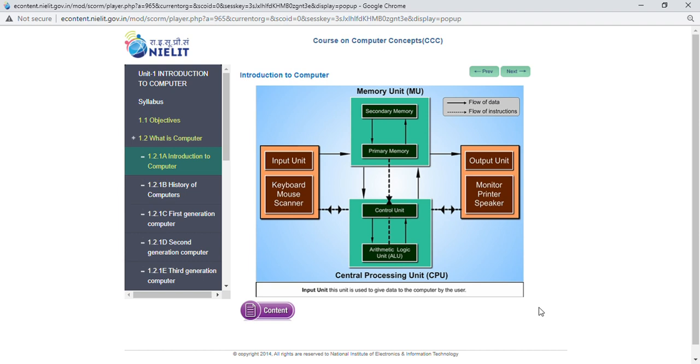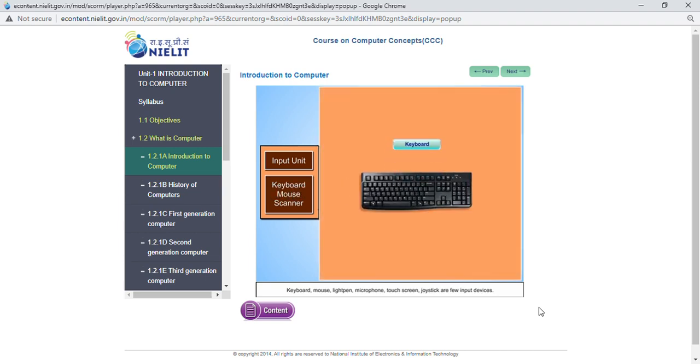Input Unit. This unit is used to give data to the computer by the user. Keyboard, Mouse, Light Pen, Joystick, Touch Screen are a few input devices.